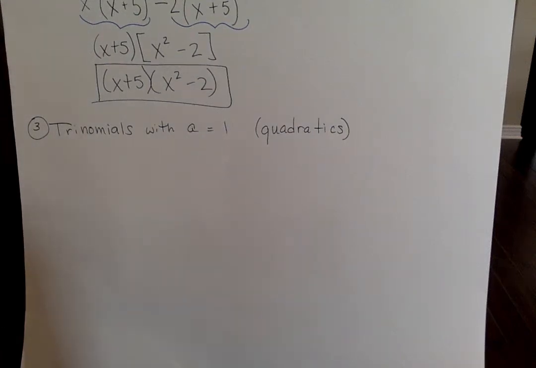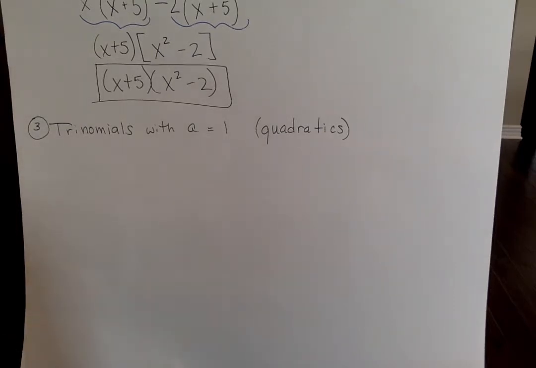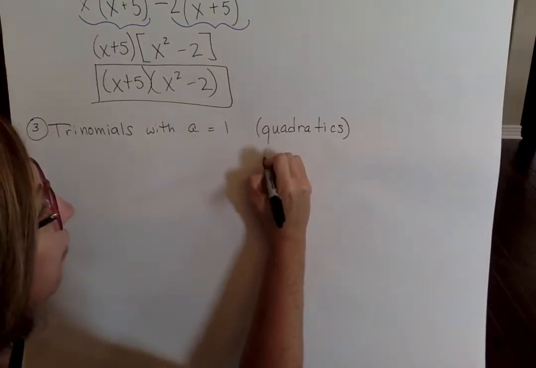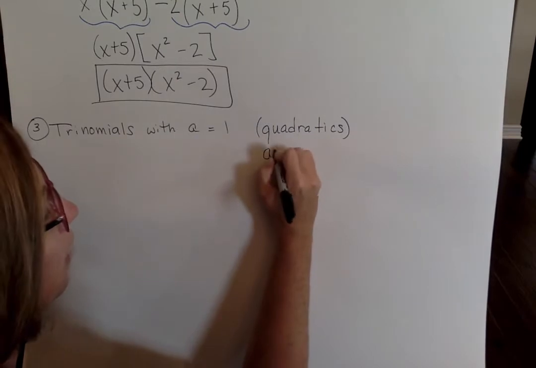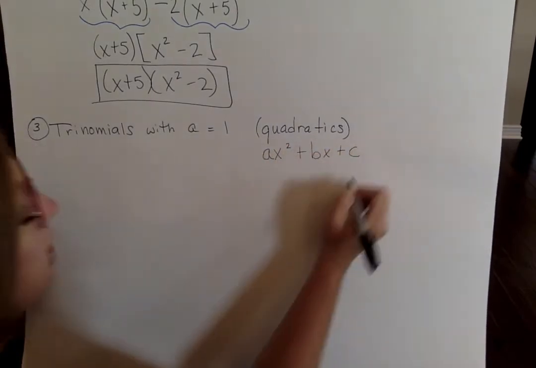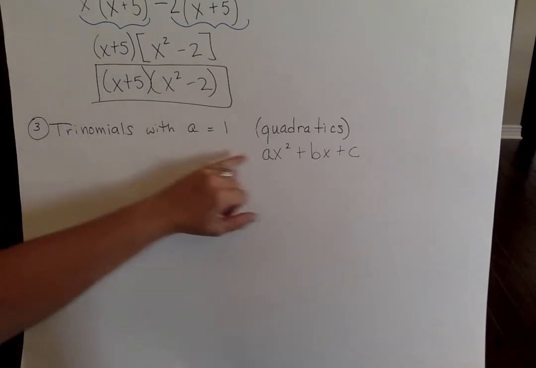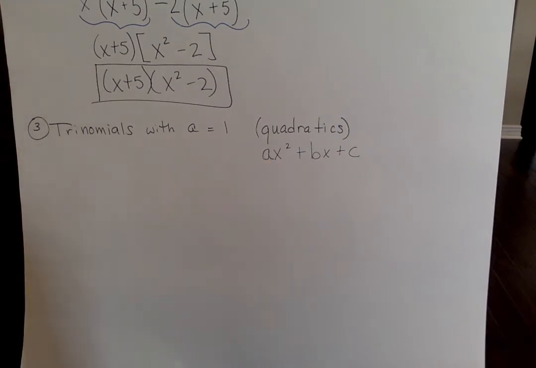Okay, our next type of factoring, trinomials with a equal to 1. Specifically here, we're talking about quadratics. Let me remind you, we say a equals 1 because the generic form of a quadratic equation is ax squared plus bx plus c. So when we're talking about a equals 1, we're talking about the coefficient on x squared being 1. And these are a little bit easier than some other ones.